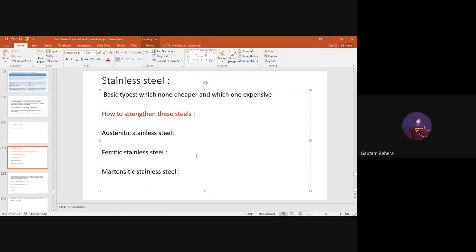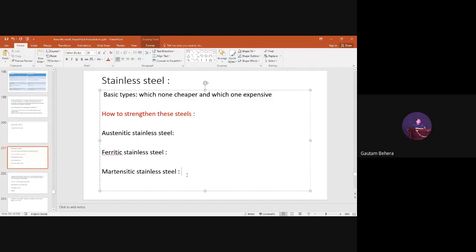The 200 series, people are saying, contains chromium, nickel, and manganese. I'm not sure, so you should check it. Then the 300 series, people are saying, is chromium and nickel only. The 200 and 300 series, as I told, belong to austenitic stainless steel, and the 400 series belongs to ferritic and martensitic stainless steels.